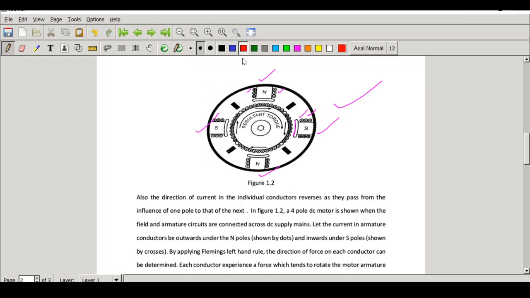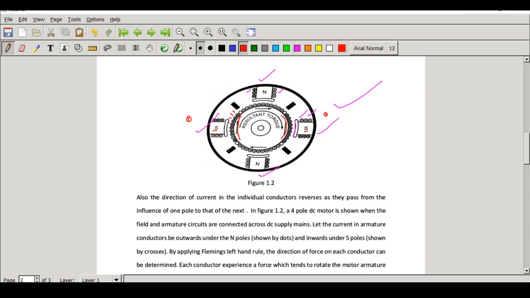Now where is the armature? You can see the armature here. And here also you can see the armature conductors. See, armature conductors are placed in slots. Now let us consider all these conductors from here to here. You can see that all these conductors are coming under south pole. And see the direction of the current in these conductors, it is cross. Same way, consider all these conductors. These are also coming under south pole, and see the direction here also, it is cross.